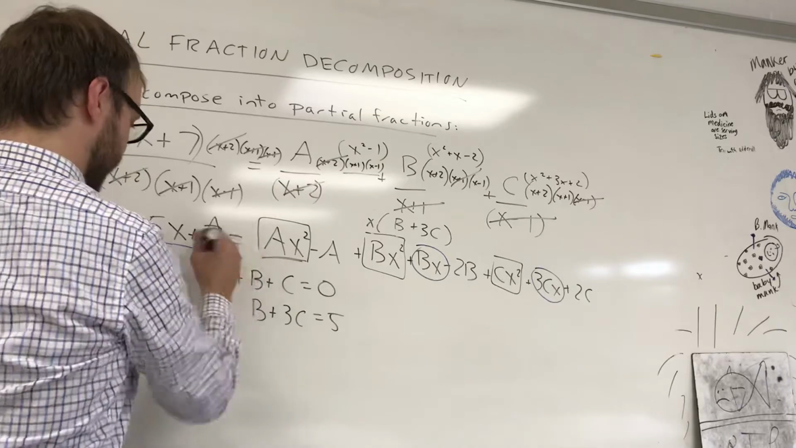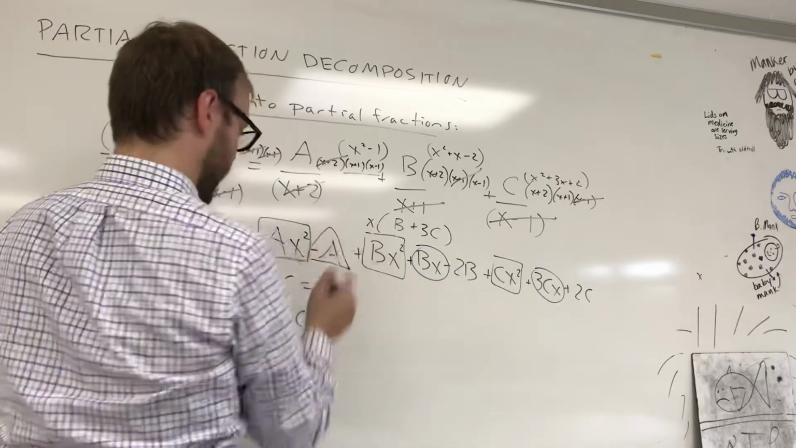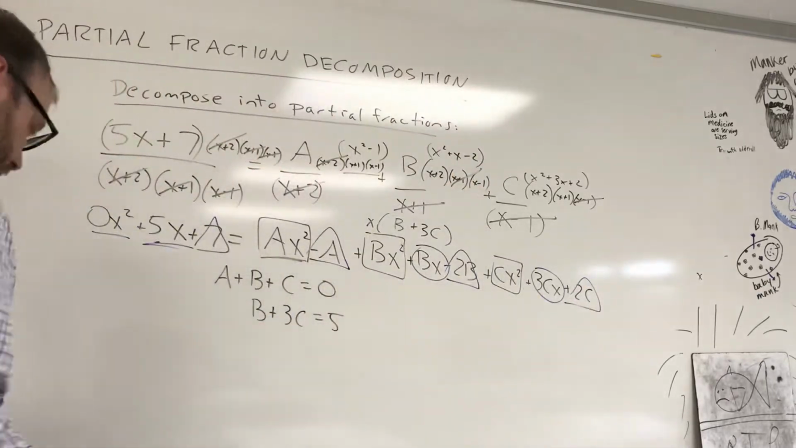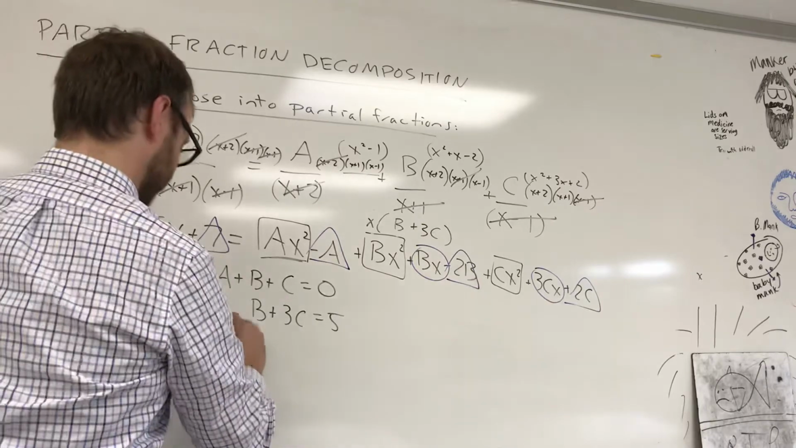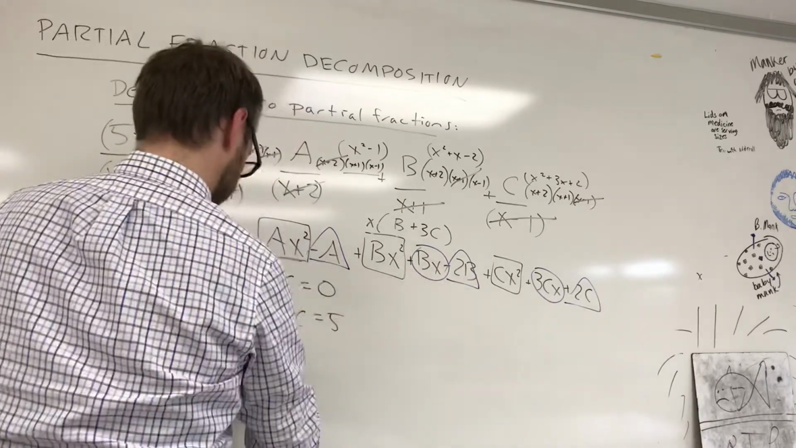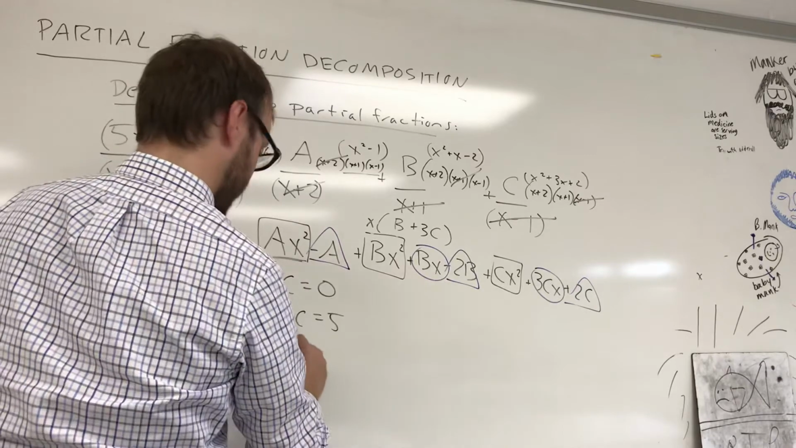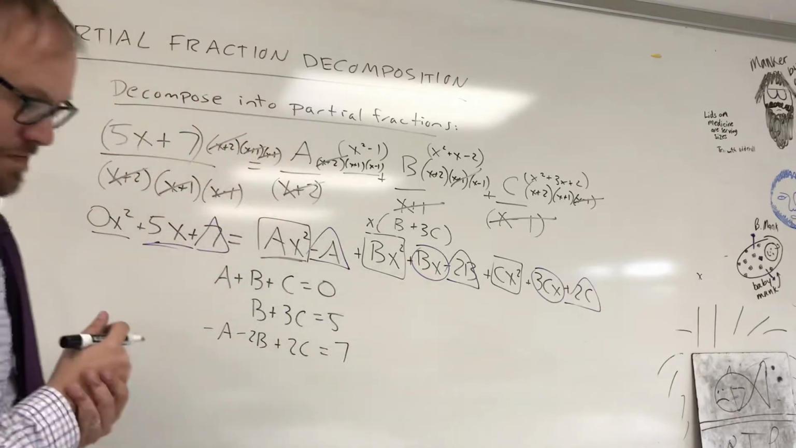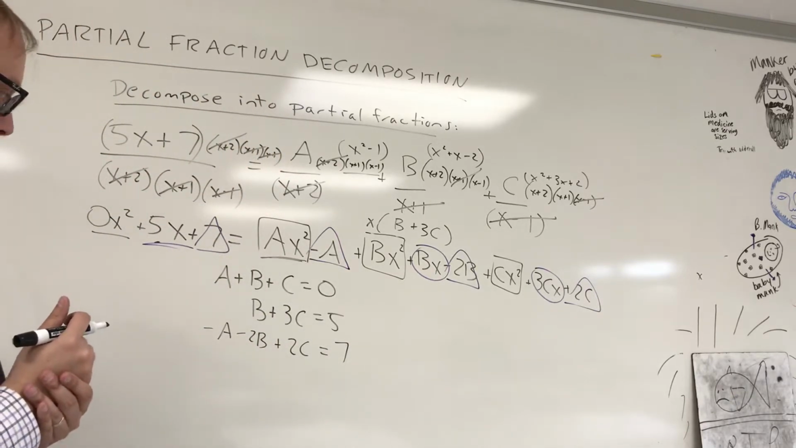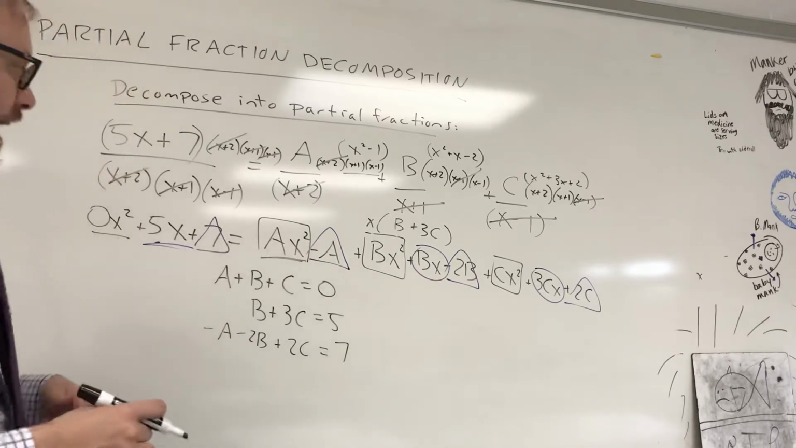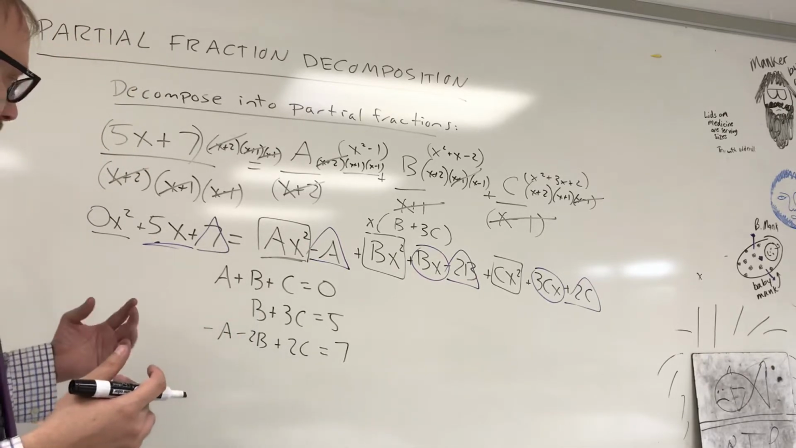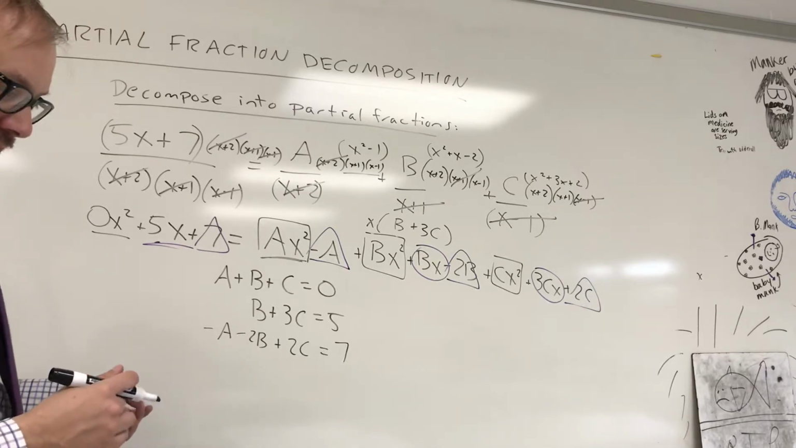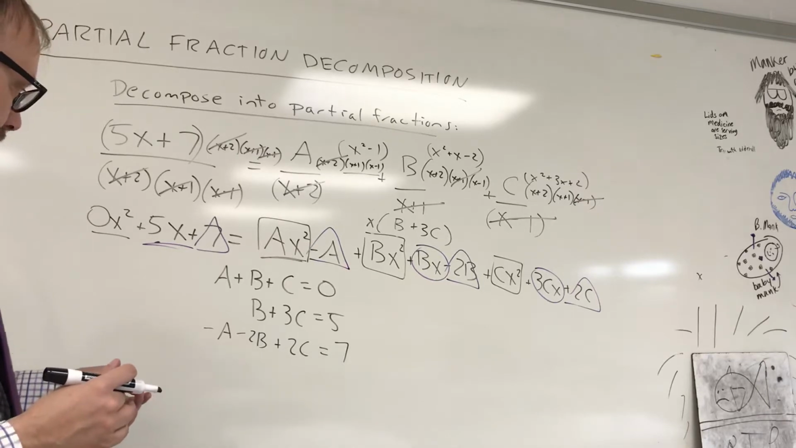My constant terms need to add up to 7. So I have a constant term here, I have a constant term there, and I have a constant term there, okay? So negative a minus 2b plus 2c is supposed to add up to equal a constant term of 7, okay? All right, now I should be able to solve this system. Can get a little bit messy at this point. I think I'm going to try to knock out, let's see, which term do I want to knock out first here?